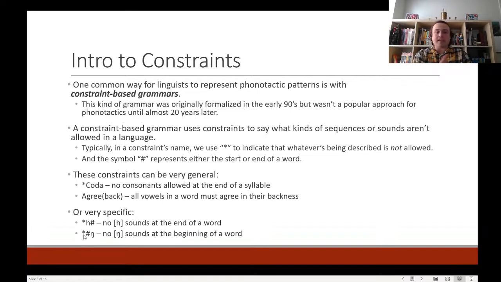This other constraint, same thing, it just goes in the opposite direction. So asterisk hash angma, that ng hybrid symbol, which stands for the sound at the end of a word like thing. What this constraint is saying is to not have ng sounds at the beginning of a word. So now that hash symbol is to the left of our sound. So it's standing in for the beginning of a word. And the asterisk, again, is saying, hey, this thing I'm about to describe is a thing that this constraint does not want you to have.